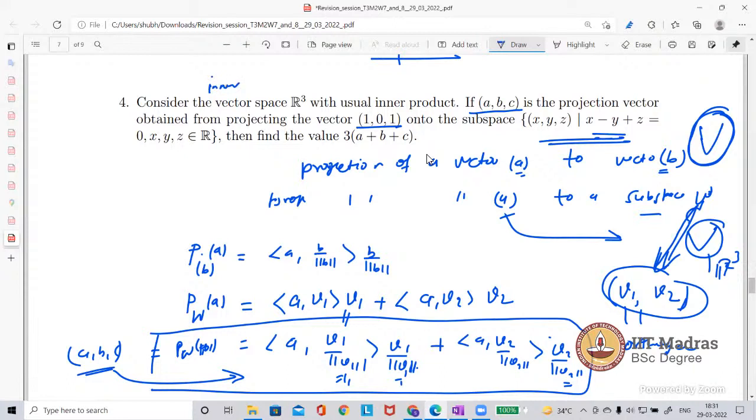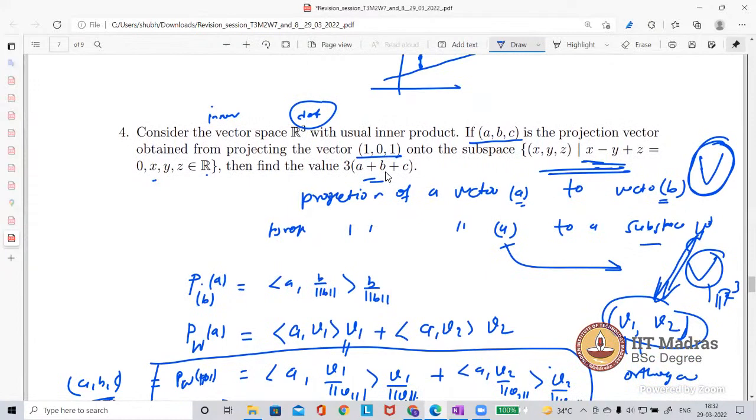Whenever the inner product is not mentioned, always assume the inner product as the dot product. Here it is not mentioned, it just says vector space. So the inner product for R3 is the dot product. Just assume there is no error. If somebody intentionally asks for something different, then surely they will mention the inner product, otherwise not. So the subspace is this one, and we want to find the projection, that is ABC, asking for the numeric value.